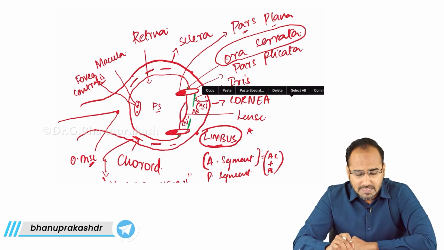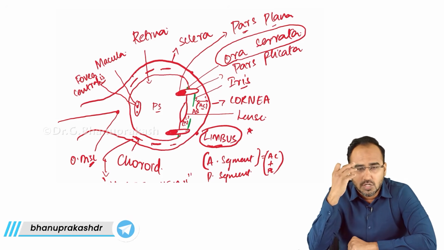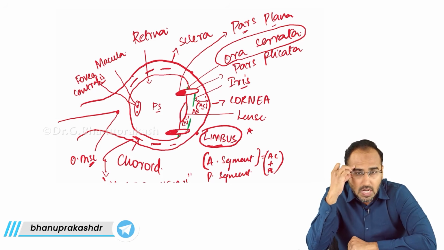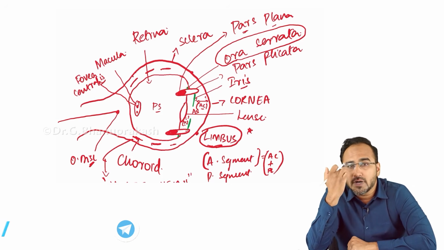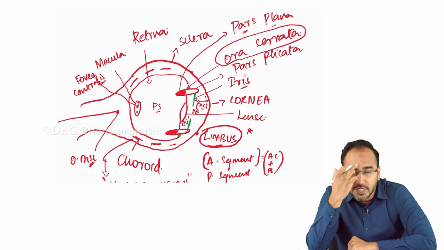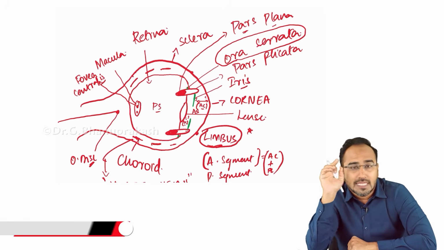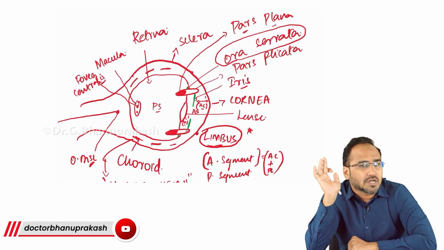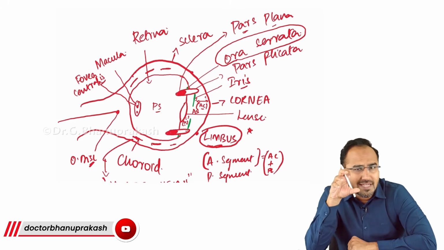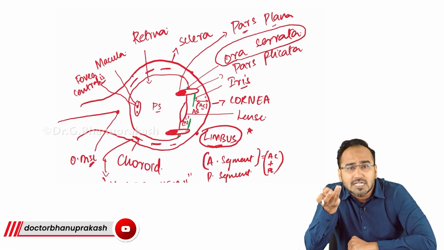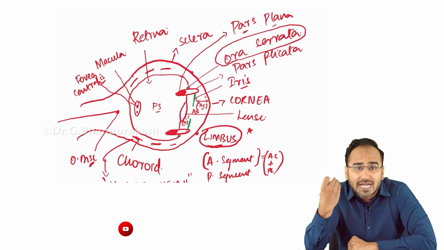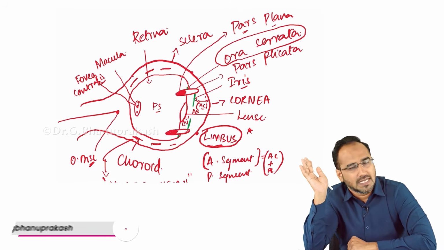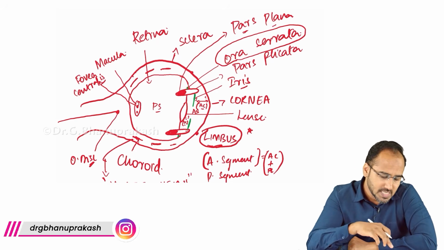Okay? Now guys, remember, the eyeball is located in the orbit. What is the volume of this orbit? The volume of the orbit is 30 ml. In that 30 ml, how much is the volume of the eyeball that occupies this orbit? Our eyeball is only 6 ml. From that 6 ml, 4 ml is of vitreous humor.